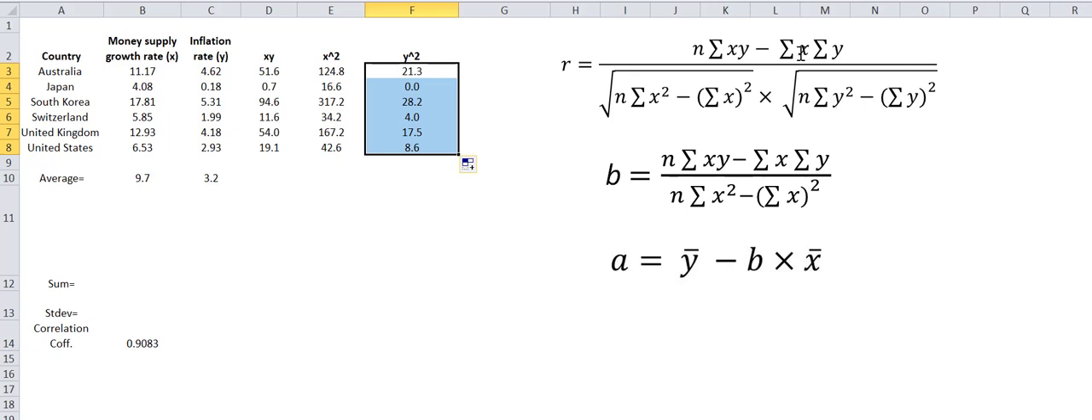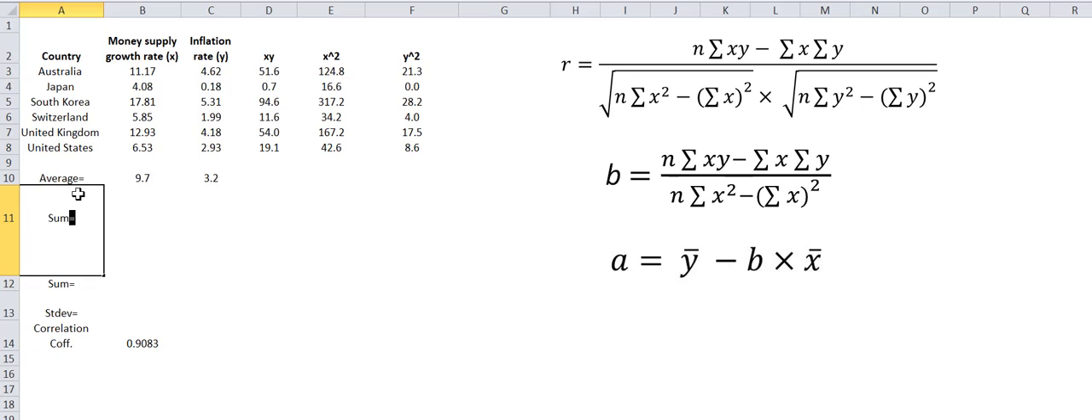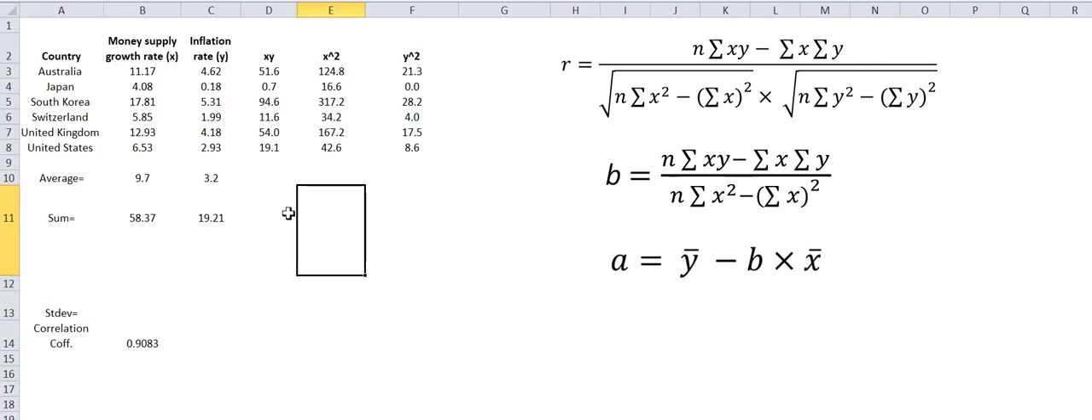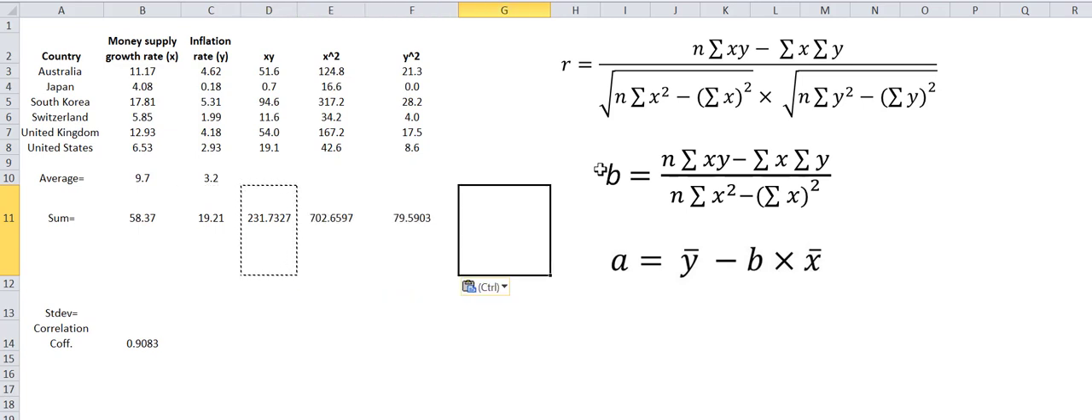I have to calculate the sum of x values and the sum of y values. So the sum for x values is this, and the sum for y values is this. I do not need to show it here, so I can remove it. Then I also need the sum for my xy values. So the sum for my xy values is this, and then I need the sum for x square and the sum for y square. So I have all the values here.